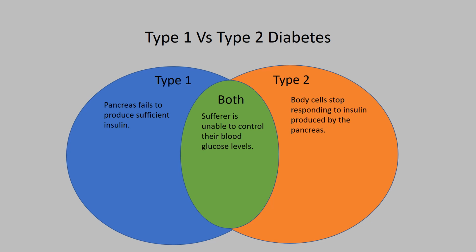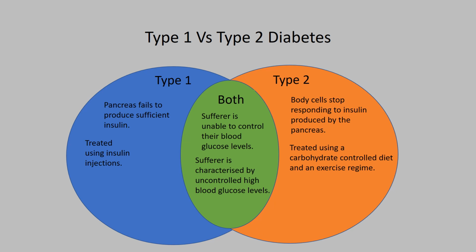In both cases, someone who has diabetes is unable to control their blood glucose levels. Type 1 is treated using insulin injections, whereas type 2 is treated using carbohydrate-controlled diet and exercise. Both of them, however, have these high blood glucose levels, so we identify them through testing. A risk factor for type 2 is if you are obese and consuming lots of sugar, whereas type 1 is genetic, you inherit it from your mum and dad, so it cannot be prevented. Whereas type 2, of course, can be prevented if you think about what you actually consume.